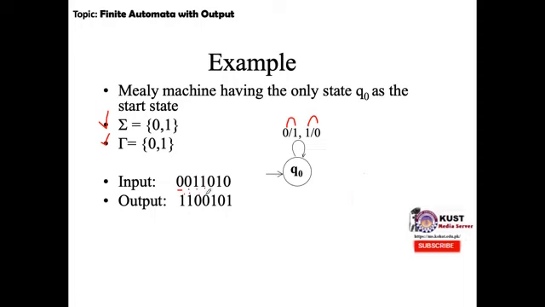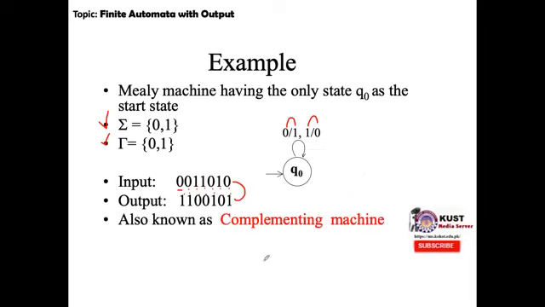We read a 1, we print 0. We read 0, we print 1. We read 1, we print 0. We read 0, we print 1. And if you look, this is basically the complement of this string. So this particular Mealy machine is known as complementing machine because it complements the input string.